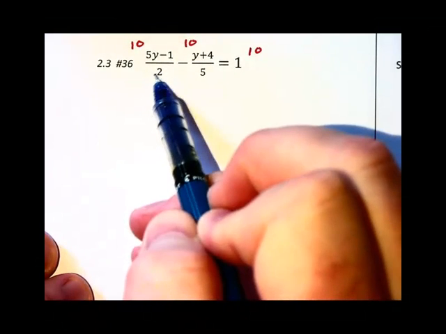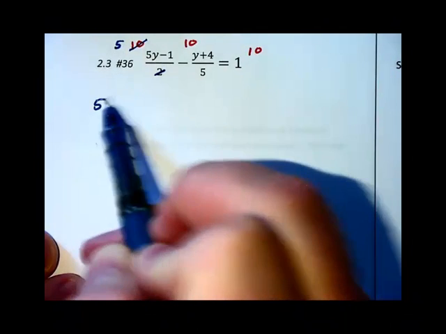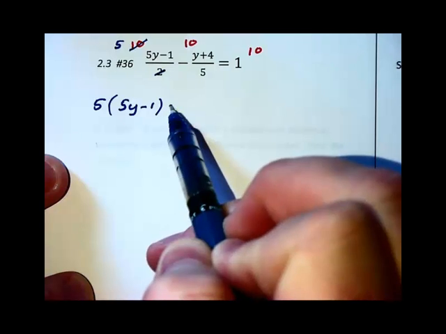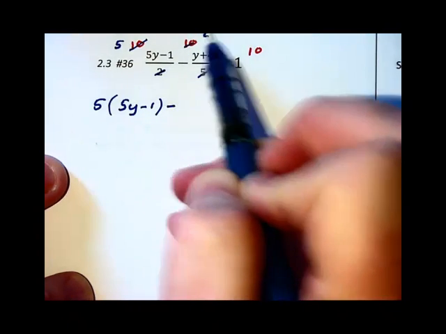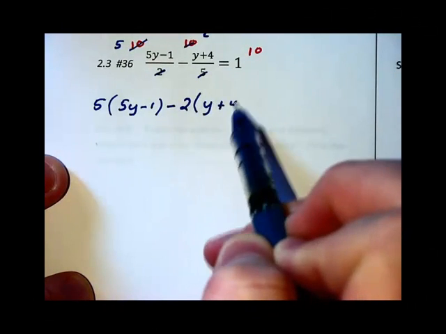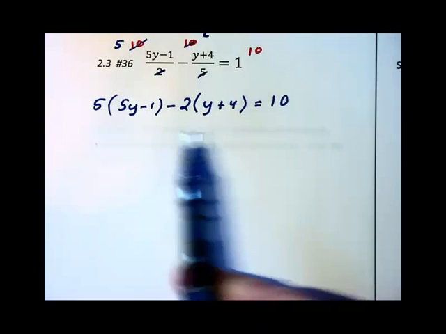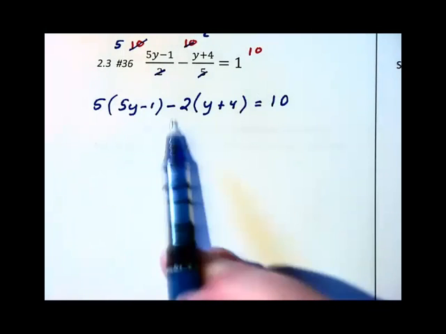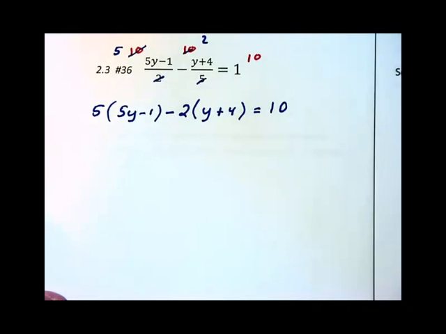Here we go. 2 and 10 will cancel to make 5, so we're going to have 5 times the quantity 5y minus 1. Then in the middle we've got this minus sign. The 5 and the 10 cancel to a 2, so we've got 2 times parentheses y plus 4. Don't try and do too much all at once because I've seen so many students over the years forget to distribute this negative through. It just helps to do this very slowly.